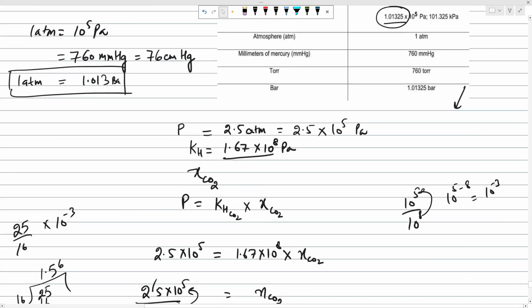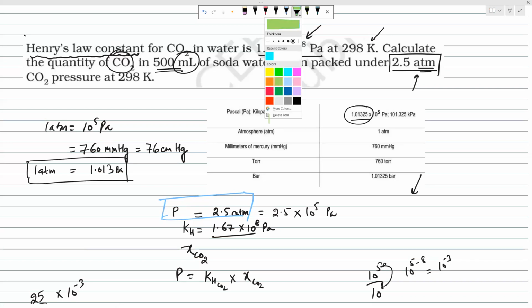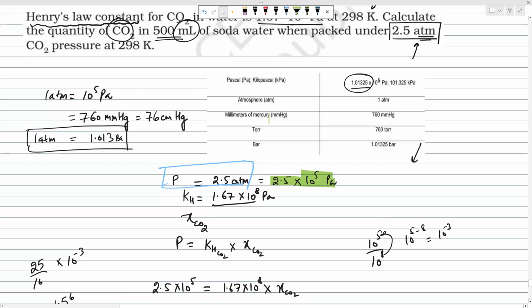Now step by step, I'm going to explain this question again. Just concentrate here. This is Henry's law. Here 2.5 is given to you. This is the pressure given to you. This pressure is in atm, and Henry's constant is given in pascals. So what are you going to do here? You have to convert this into pascals by multiplying, because one atmosphere is equal to 10 raised to the power 5 pascals. So you multiply the atmosphere value with 10 raised to the power 5, and you get pascals. Now the KH value is already given in pascals, so we write it in pascals.